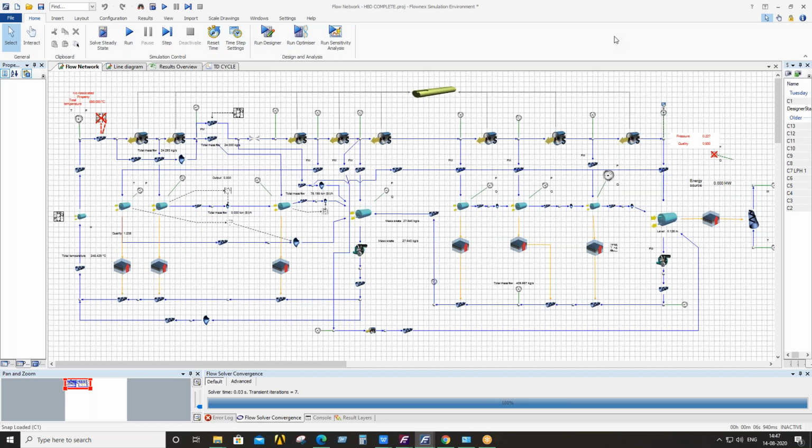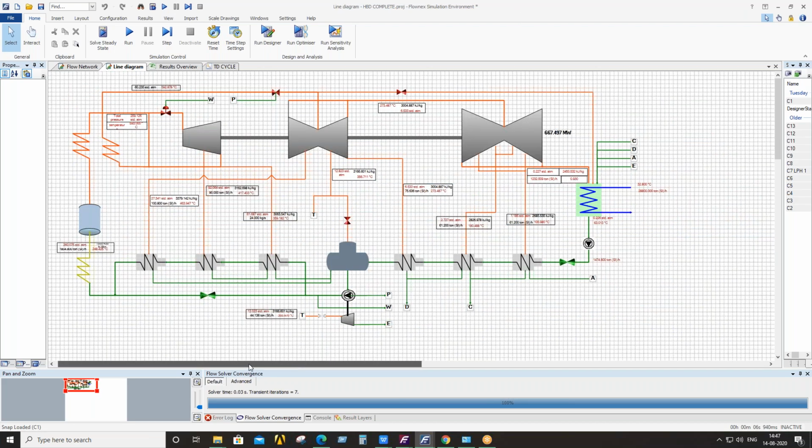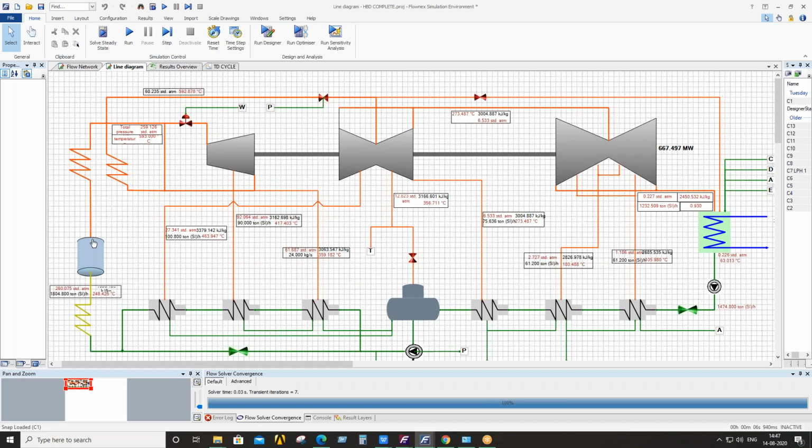Yes, thank you. So this is the heat balance diagram for that cycle. Here you can see from the boiler it goes to the superheater, and from the superheater it goes to the HP turbines, and after the superheater it maintains the pressure at around 260 bar and a temperature of 593 degrees Celsius.